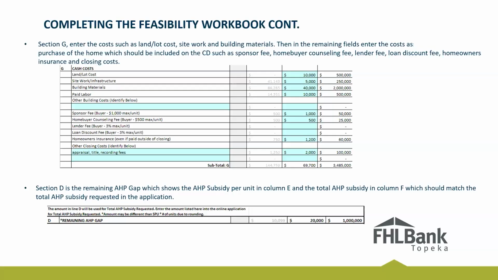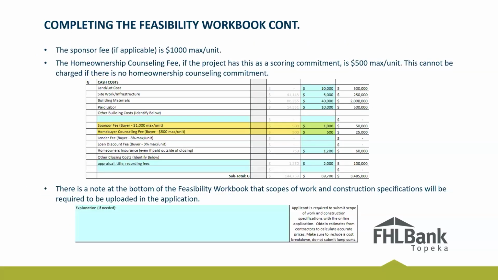Under Section D is the remaining AHP gap, which shows the AHP subsidy per unit in column E and the total AHP subsidy in column F, which should match the total AHP subsidy requested in the application. The sponsor fee, if applicable, is $1,000 max per unit. The homeownership counseling fee, if the project has this as a scoring commitment, is $500 max per unit. This cannot be charged if there is no homeownership counseling commitment.